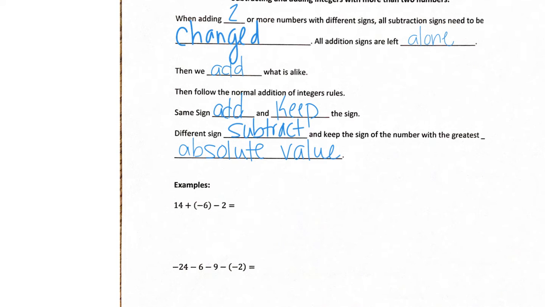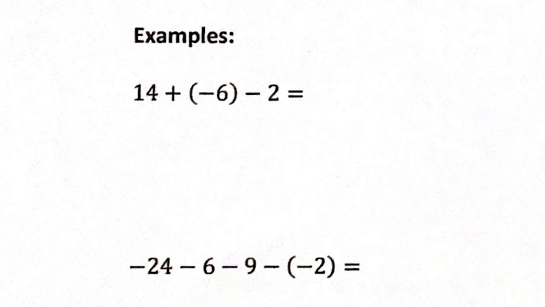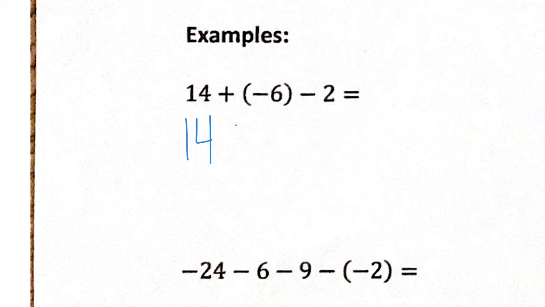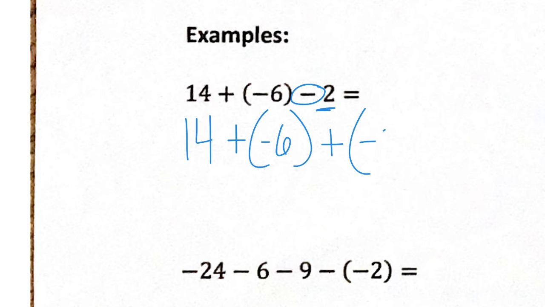So we're going to look at these examples. We are going to rewrite them. Do not start doing them in your head. We have to rewrite them. So here's our first example. We have 14 plus a negative 6 minus 2. So for me to rewrite it, what I had on your directions is to leave addition alone. I'm not going to change addition to subtraction. So that stays the same. Now that's a subtraction sign. So what do I do with that? I make that addition. That is a positive 2. So what's the opposite of that? A negative 2. So this is what my new equation should look like.